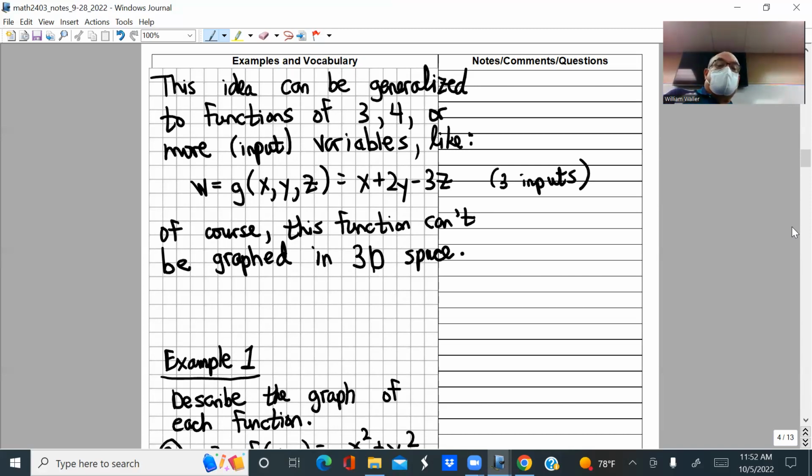Okay, so here's an example. I don't know what this function is all about, but here's an example of a function of three variables. Here we have x, y, and z as our input quantities, right? And then we're calling the output w. Of course, we cannot graph a picture of this function in three-dimensional space, right? Okay, so no way to make a picture of this in 3 dimensions, but this could certainly be a useful function.